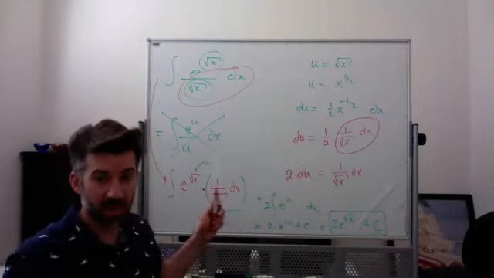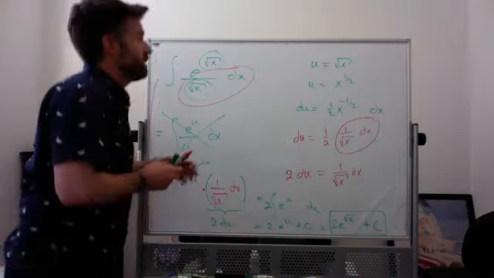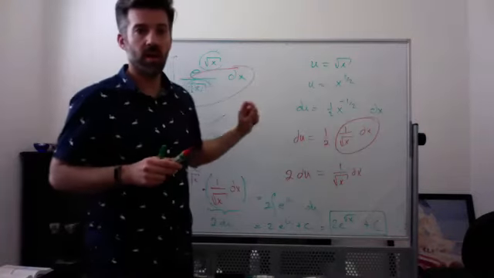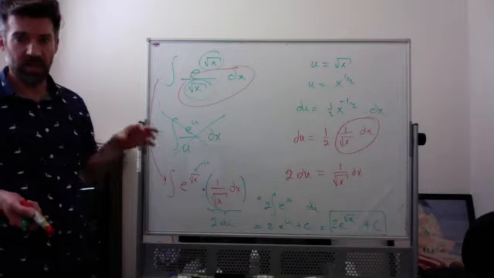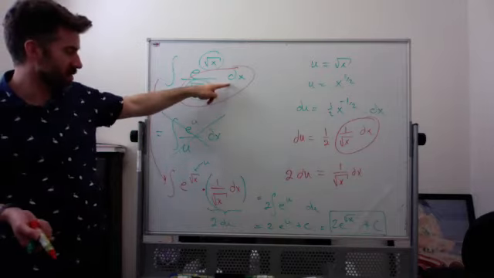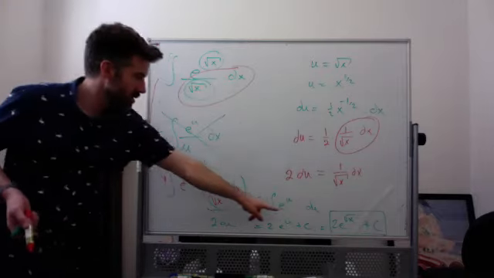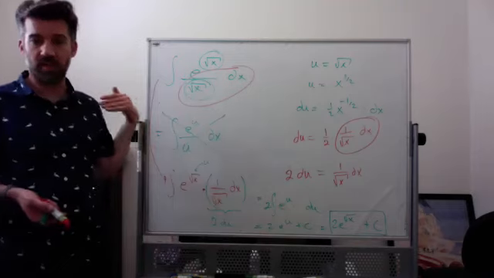So what I'm trying to emphasize here is that just because you choose something for u, it doesn't mean that everything that looks like that should get replaced with u automatically. You have to deal with making sure dx changes to du before you can deal with replacing all the other things.